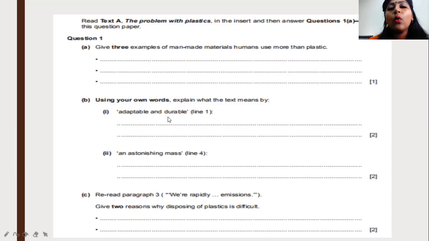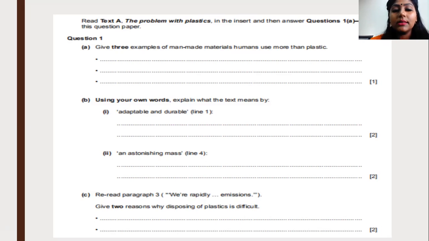In order for you not to make a generalized translation, always refer to the line number given here, so that the synonyms that you give match with the subject content in line 1. The same thing here, an astonishing mass. When you say astonishing, most probably you can say incredible or amazing. But when you talk about mass, obviously you're referring to a big quantity, like according to line 4, it is referring to plastics.